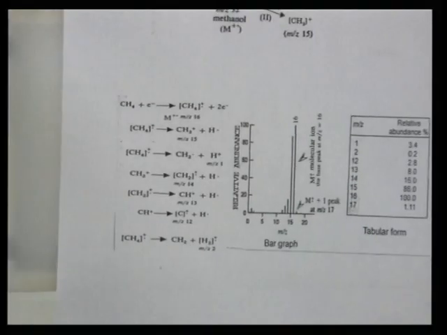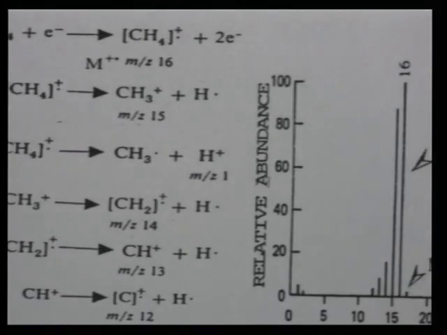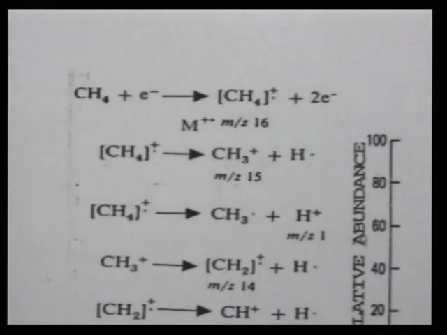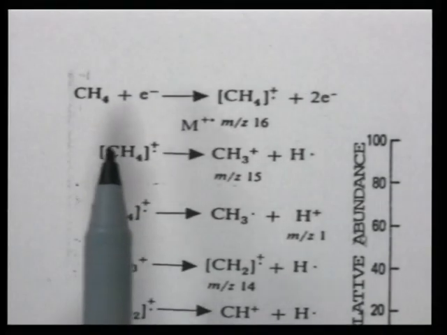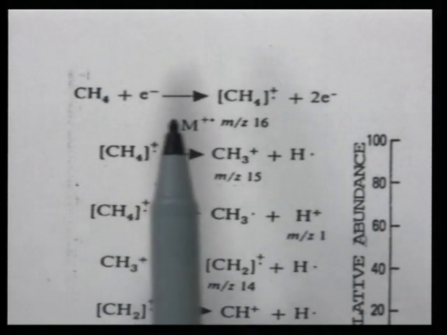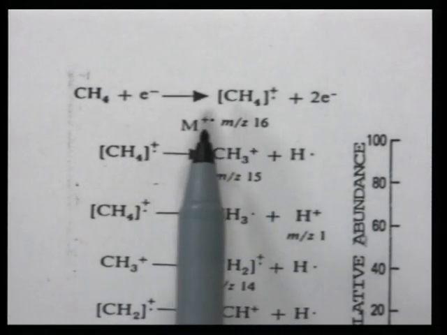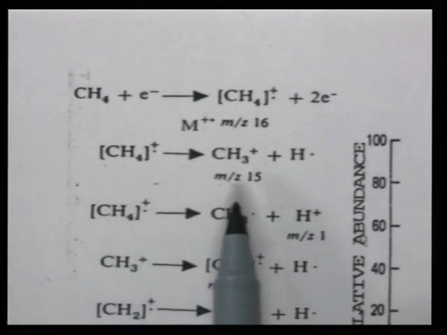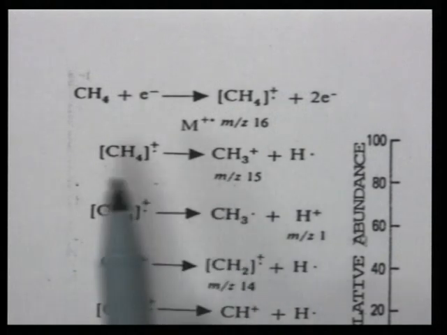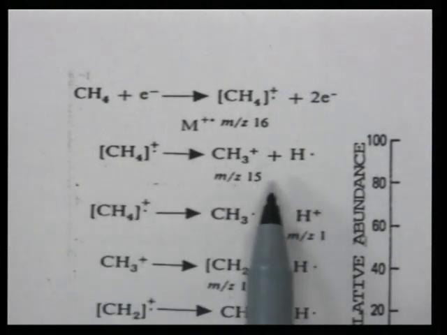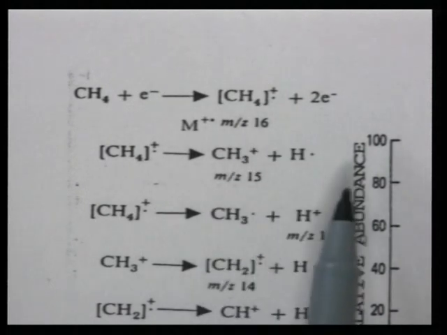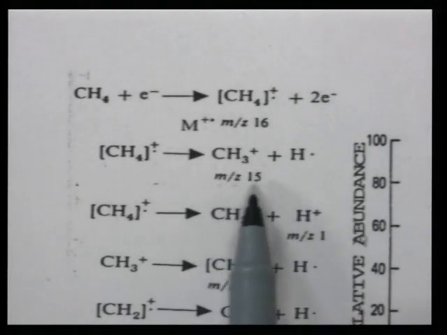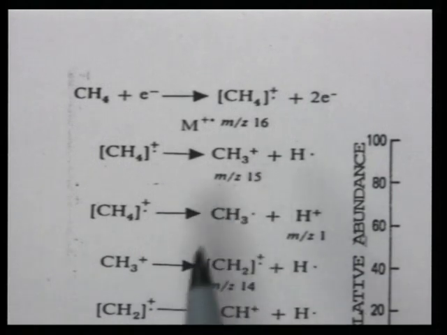Fragmentation is written here. The methane molecule is bombarded with a heavy beam of electrons, so a radical cation is produced corresponding to the molecular weight of the compound, having M by Z value 16. Now, the molecular ion further undergoes fragmentation. It loses an H radical, 1 mass unit, so an M minus 1 peak is obtained, corresponding to M by Z value 15. This is the methyl cation.